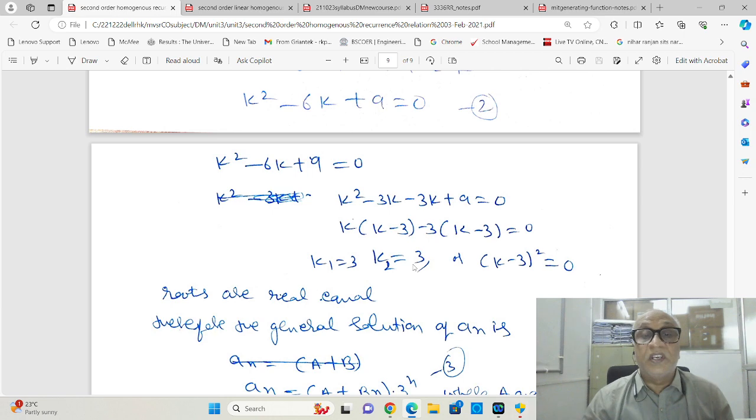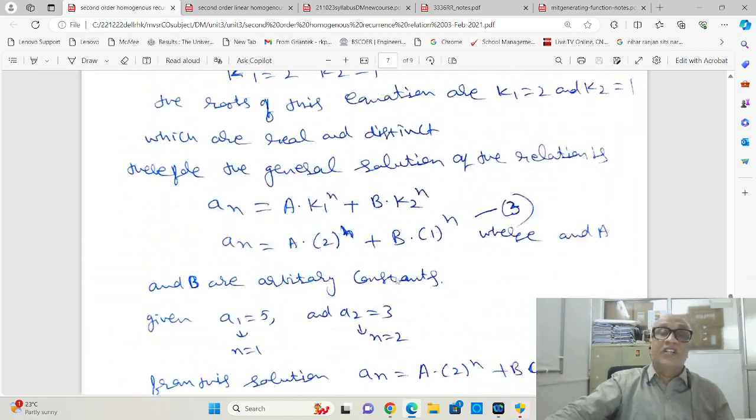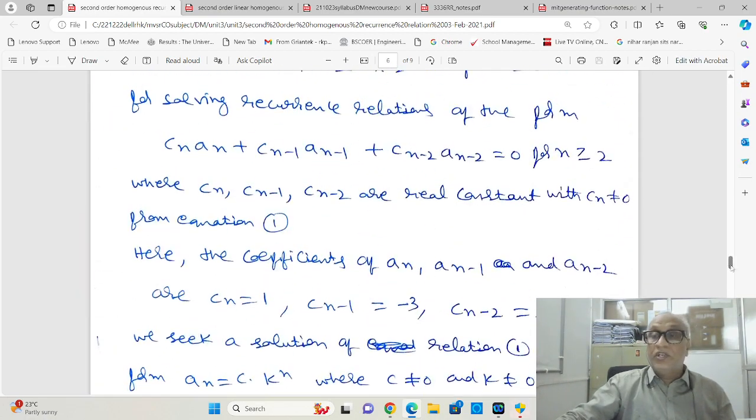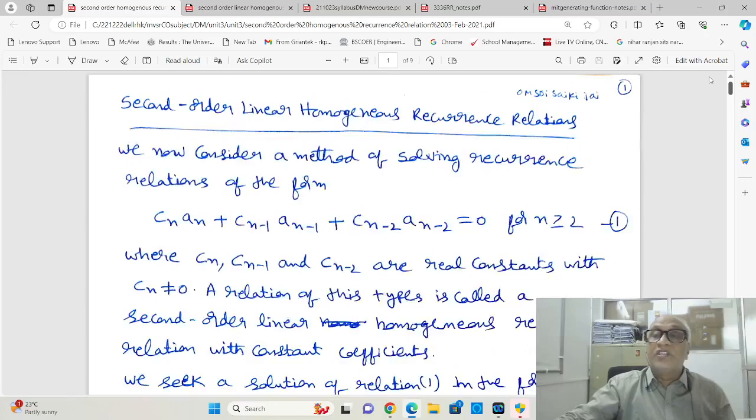So what is happening here? The two roots k1 and k2 are equal. So then we have to go for the second case. Let us look at the second case now. What is the second case?